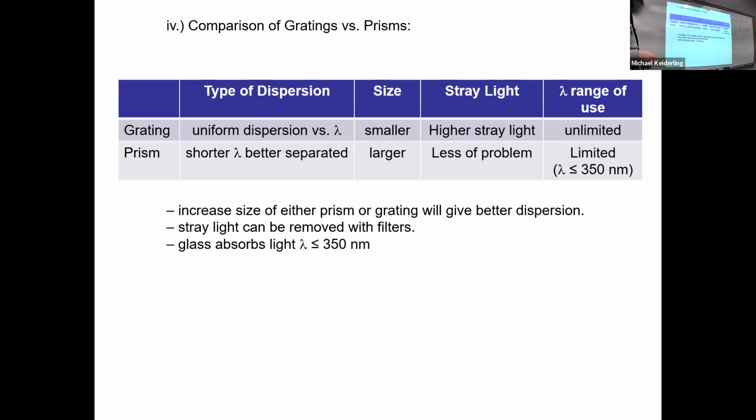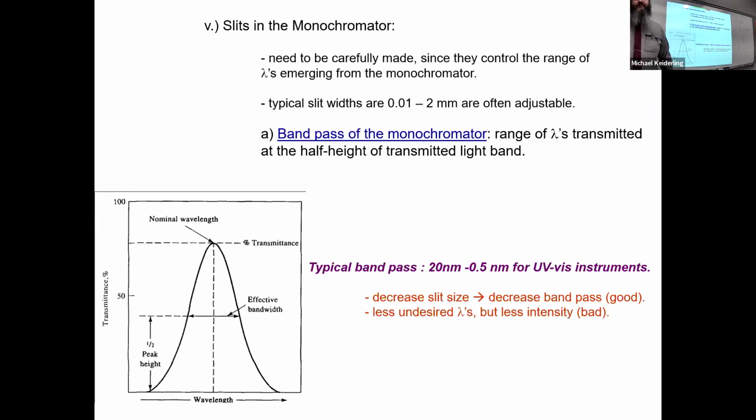Stray light can be removed with filters, and glass absorbs light at less than or equal to 350 nanometers. Yeah, I'm pretty sure we have a grating in our UV setups, but I don't know exactly.